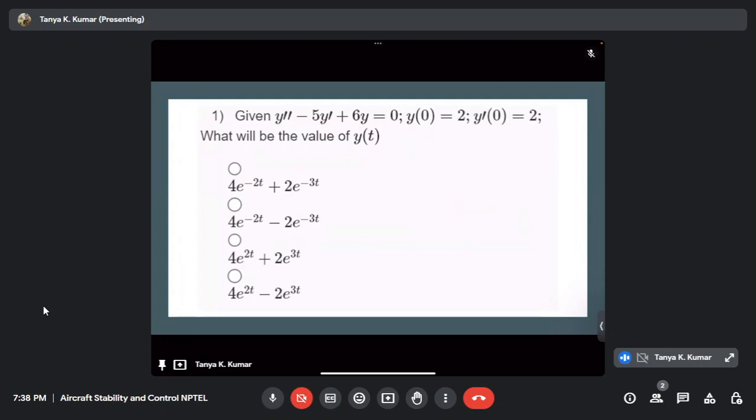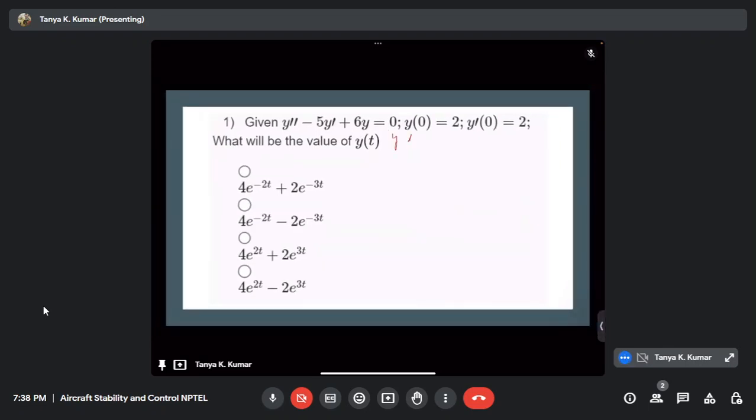Okay, let's solve this now. What you do is take y of t equal to e power a t. Now substitute this value of y into the differential equation and try to solve it. If you substitute it into the differential equation, you get your characteristic equation. What do you get? a square minus 5a plus 6 equal to 0. This is your characteristic equation.